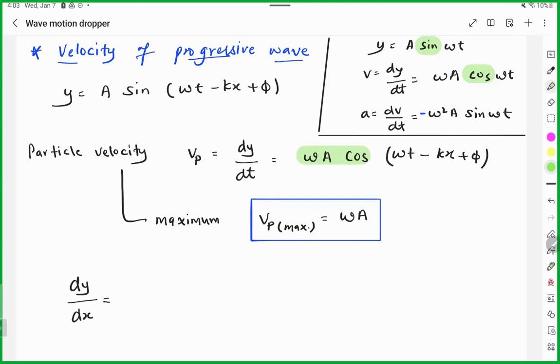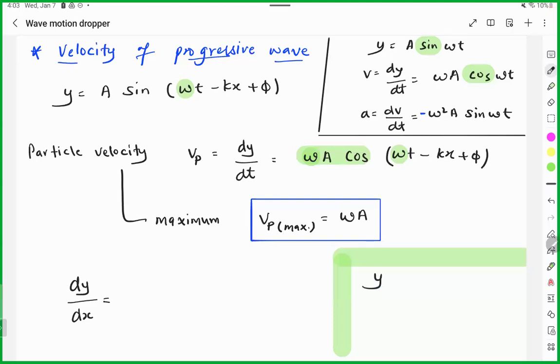See here, omega is positive. That's why omega is coming outside, which is positive. But if I take the opposite, kx minus omega t, then you should take minus omega a outside. Even that will be correct. But let me show you what I am trying to convey.